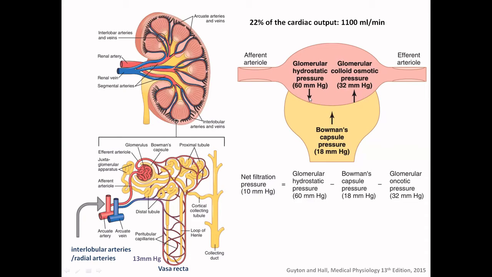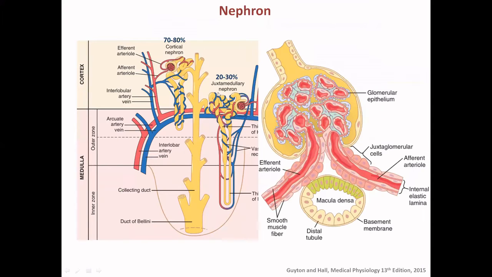So glomerular hydrostatic pressure is 60, minus Bowman hydrostatic pressure 18, minus glomerular osmotic pressure 32. So the net filtration pressure in the glomerular capillaries is 10 millimeter mercury. Okay, so this is a nephron, as we have discussed. There is the afferent arteriole. This is the glomerulus. Then there is the efferent arteriole, then peritubular capillaries.